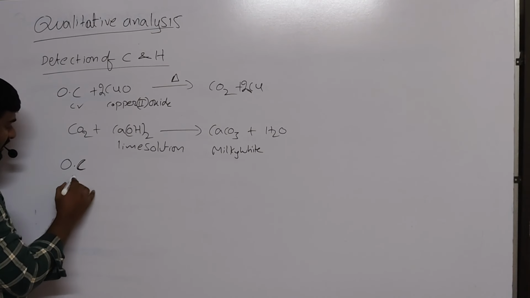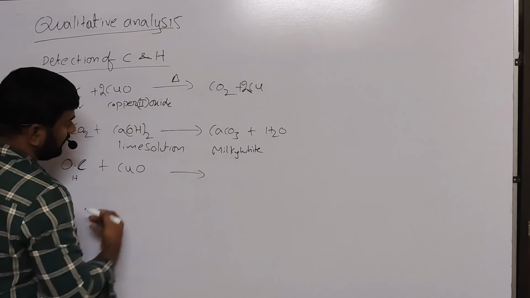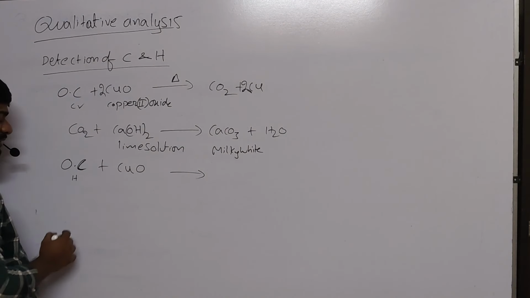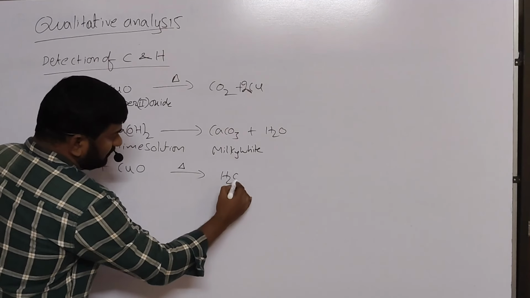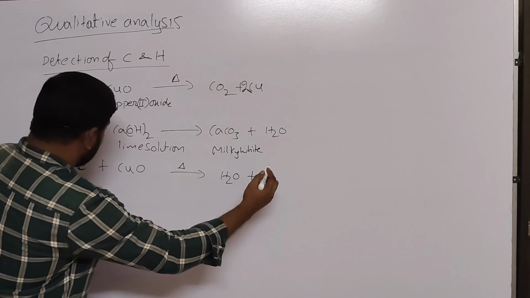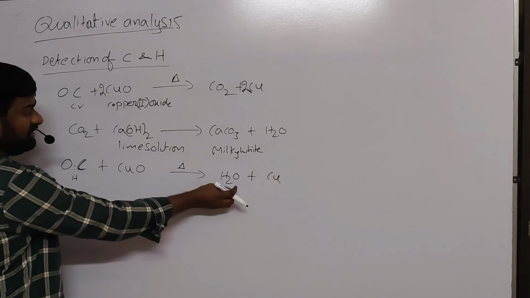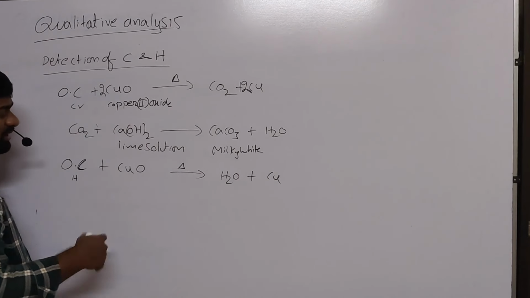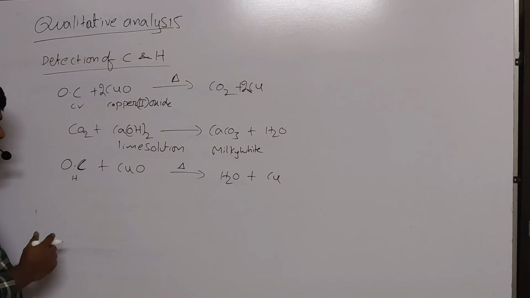An organic compound containing hydrogen, on heating with CuO, again the same way, gives one liquid, H2O, and Cu. Is this liquid H2O or some other liquid? How can we identify it? If it is H2O, then hydrogen is present in the organic compound.